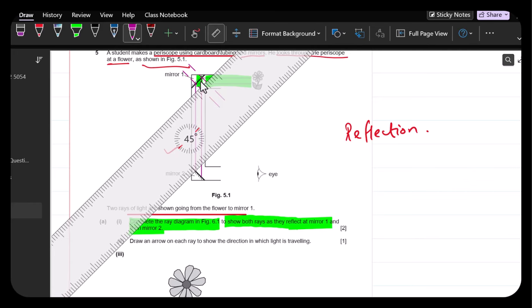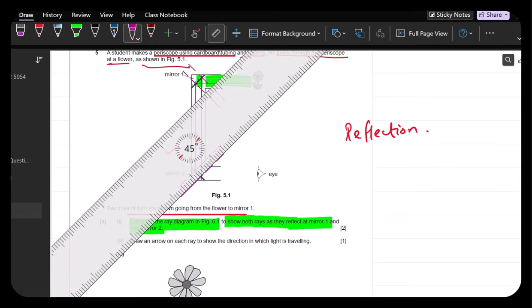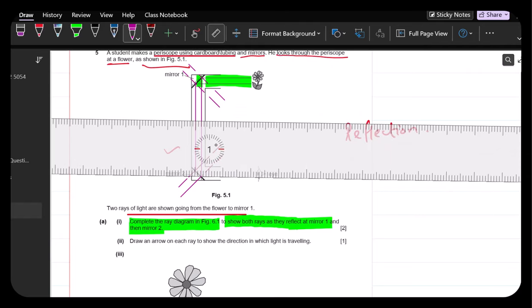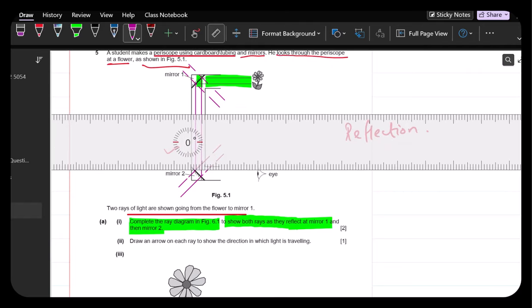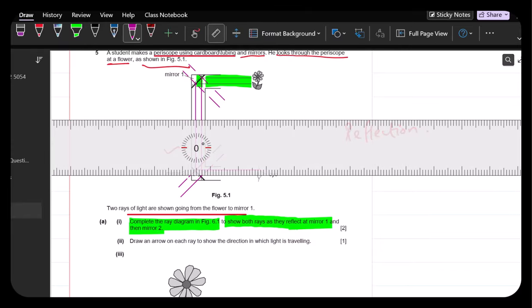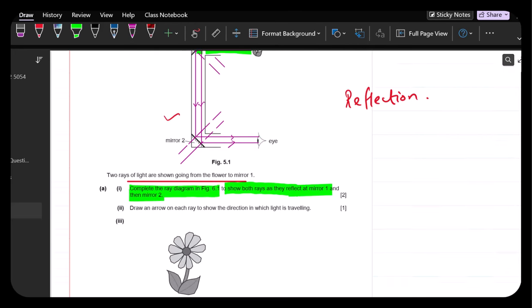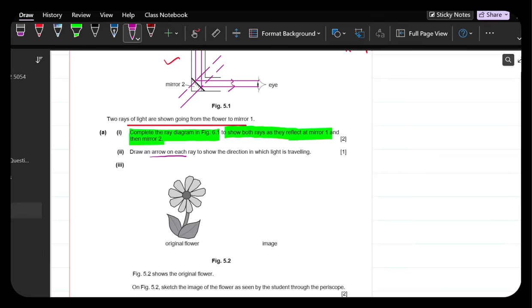So be careful regarding the measurement of angle. You have to use a protractor, or you can say D. I know they are at 45 degrees. So the rays will come to the observer's eye in this manner. You can see how the two rays are going to enter here. One is this and the other one is going to be this one. So we are done with this. Now you have to draw the directions as well. The directions will be in this manner I have shown you. Now on part 2, draw an arrow on each ray to show the direction. We are done with this part as well.